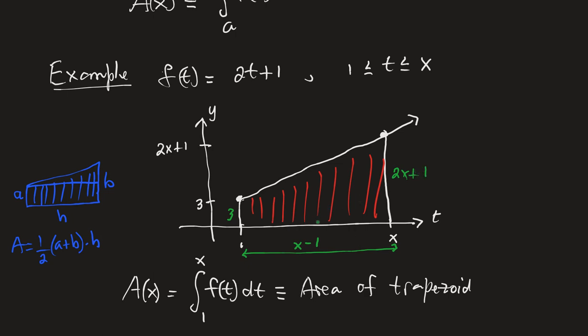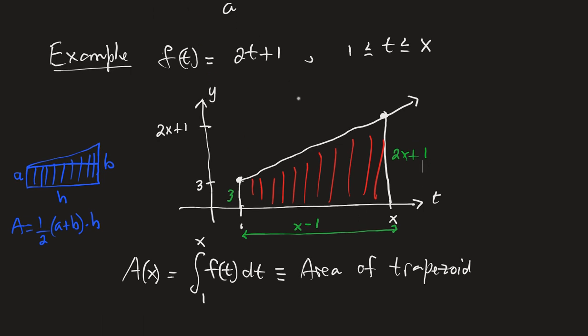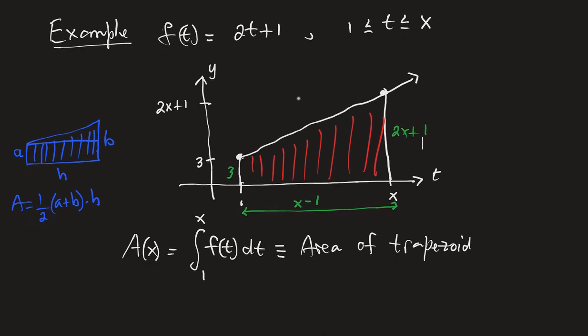All right. So now let's use our formula for the trapezoid and actually compute this area function. So it's 1/2 times the sum of 3 and 2x plus 1. So that's 3 plus 2x plus 1. That's my a plus b. And then times h, which is the quantity x minus 1.